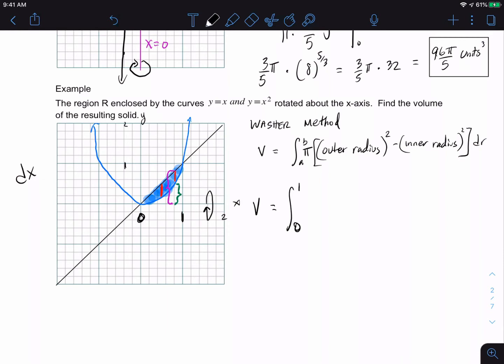Yeah, correct, Jose. So I'll put pi, but I'm going to move pi out front already. And then what is my outer function in this case? Isn't my outer function the y equals x? So I'm going to get x squared minus the inner function, and the inner function for us was x squared, but I have to square it. Are you guys okay with that?